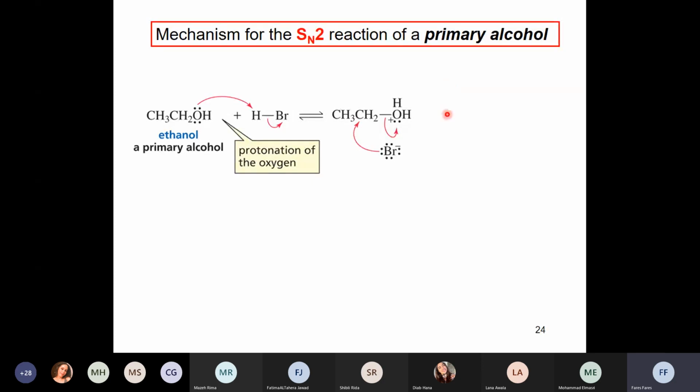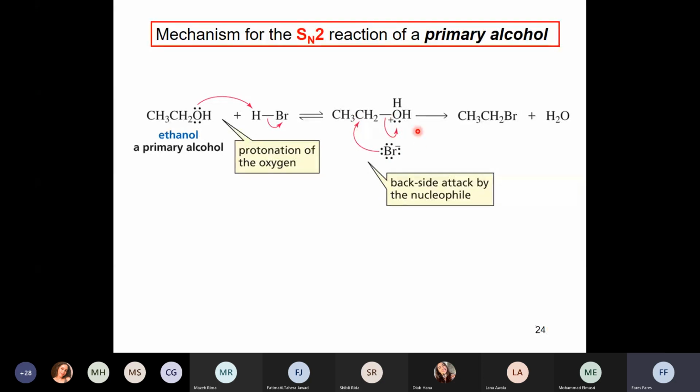In SN1 we allowed the H2O to leave on its own, without help from the bromide, giving a carbocation. But in this case we are not allowed to do that, because if we allow H2O to leave on its own we get a primary carbocation. Imagine a positive charge on this carbon. This is forbidden; a primary carbocation is highly unstable. Instead, the nucleophile does a backside attack on the carbon, a typical SN2, and at the same time H2O departs. So we avoid forming a primary carbocation, because before H2O departs, Br has already bonded with the carbon, and we have achieved the substitution reaction. We have replaced the OH with the Br via an SN2 mechanism, which involves backside attack by the nucleophile at the same time the leaving group departs.